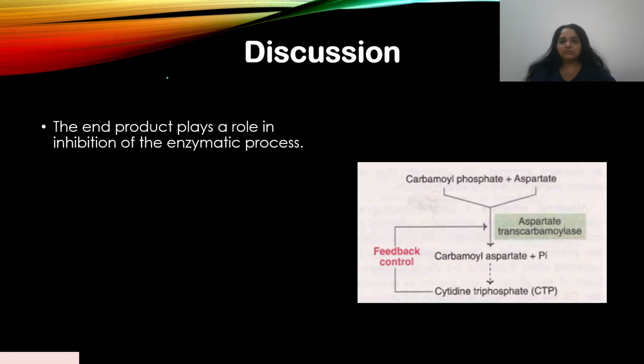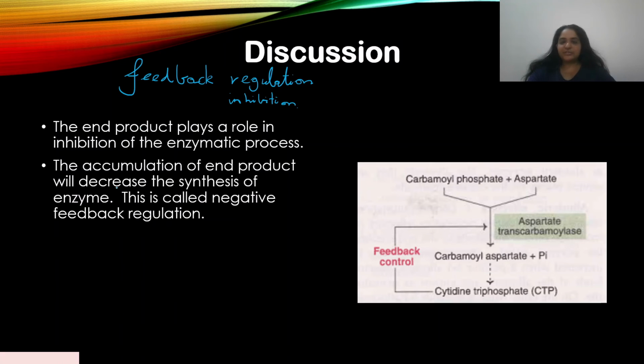So when you talk about feedback and when the end product plays a role in inhibiting a particular reaction, there are two types: feedback regulation and feedback inhibition. So let's look at what feedback regulation means. It's the accumulation of end product which will decrease the synthesis of enzyme. This is called negative feedback regulation.